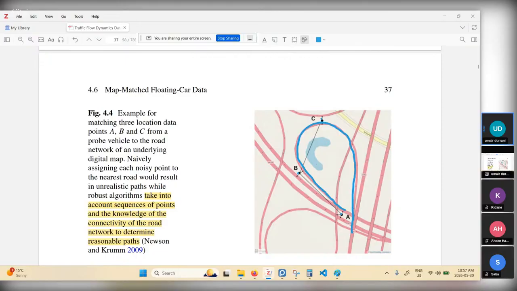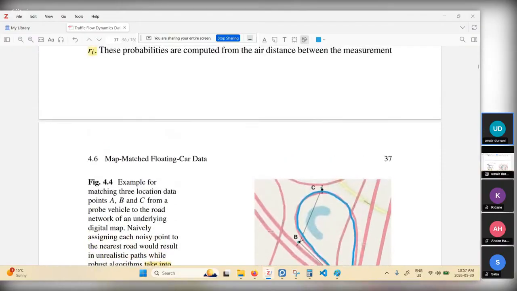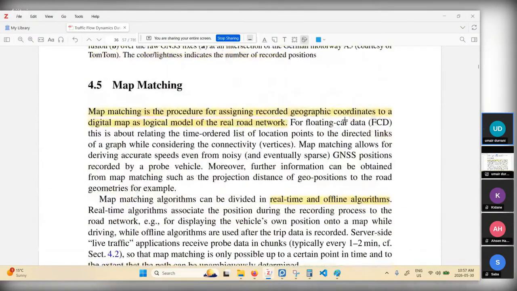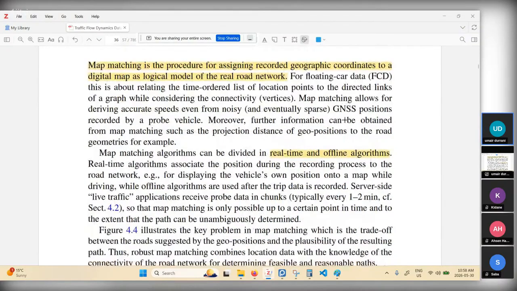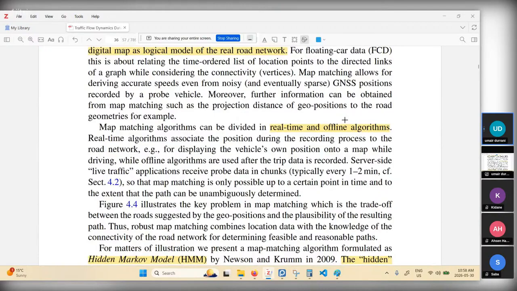So using only the geographic coordinates that we are getting, GNSS fixes, is not enough. We need to use algorithms to process this data so that we get the problem of map matching solved, which is to properly get the actual path that the vehicle is taking. Again, map matching is the procedure for assigning recorded geographic coordinates to a digital map as a logical model of the real road network. So we should consider both the geographic coordinates as well as the actual road geometry.